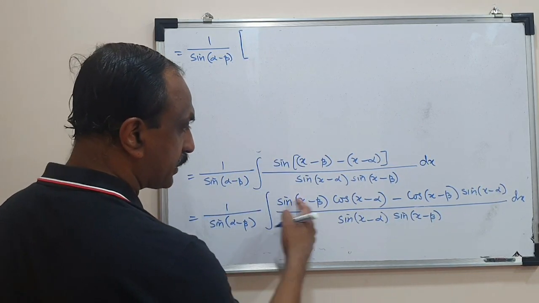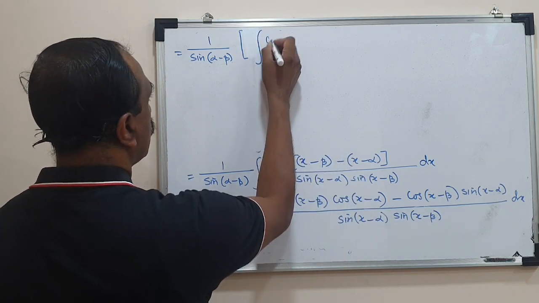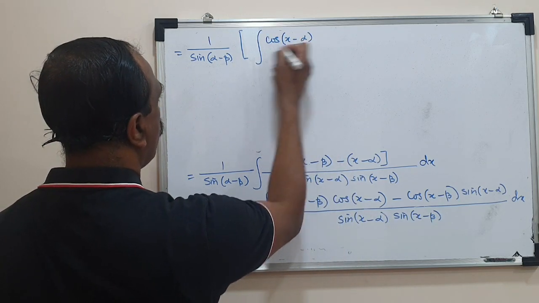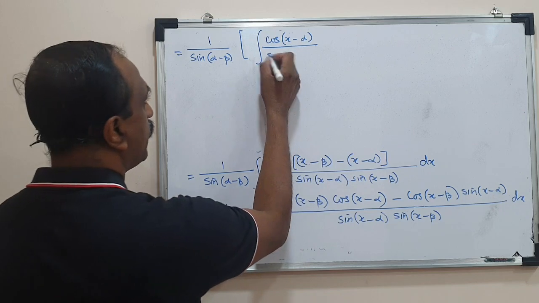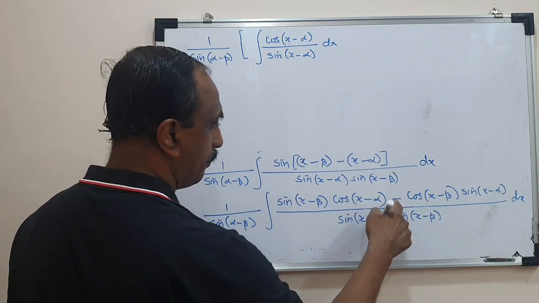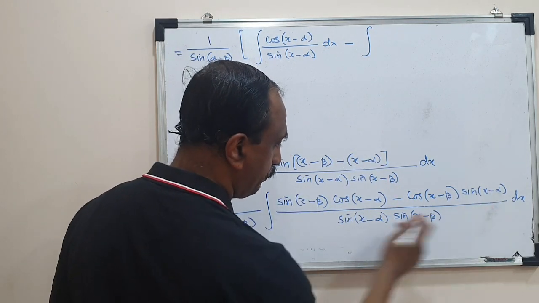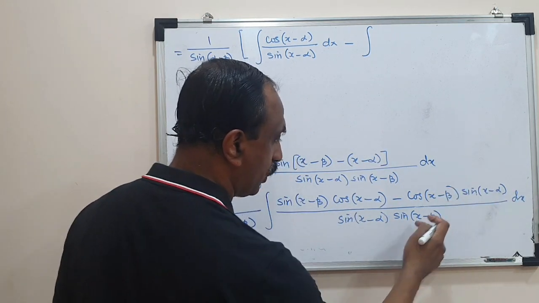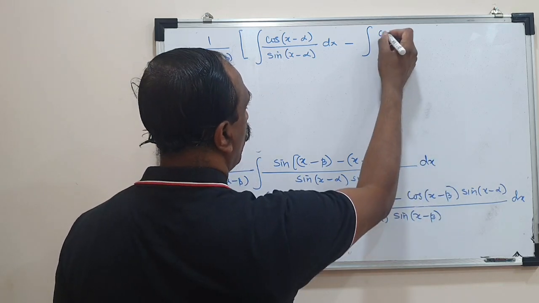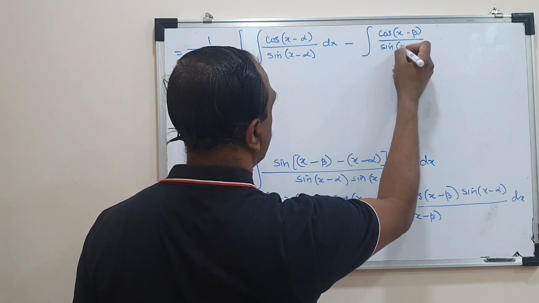So which term gets cancelled? This gets cancelled. What is left? These two terms: integral cos of x minus alpha divided by sine of x minus alpha. Then minus sign, integral. When you separate them, both these terms will get cancelled. What is left is these two. So cos of x minus beta divided by sine of x minus beta.